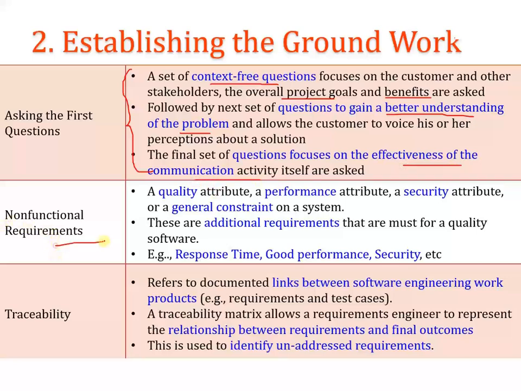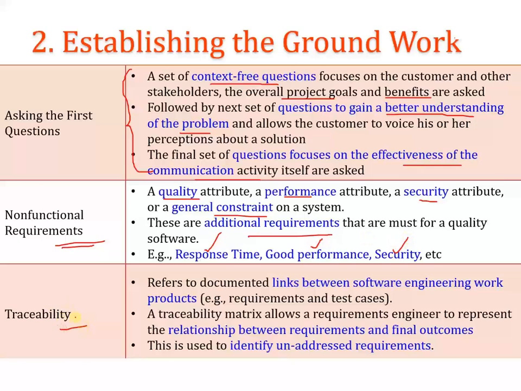Next, we are focusing on non-functional requirements. In class, I have already told you that non-functional requirements are quality-based requirements. They may be about performance, or security, or a general constraint on a system. Non-functional requirements are not directly involved in the system, but they are indirectly involved. These are the additional requirements that are a must for quality software. For example, the software should produce a good response time, it should have good performance criteria, and it should also be secure enough. These are examples of non-functional requirements.